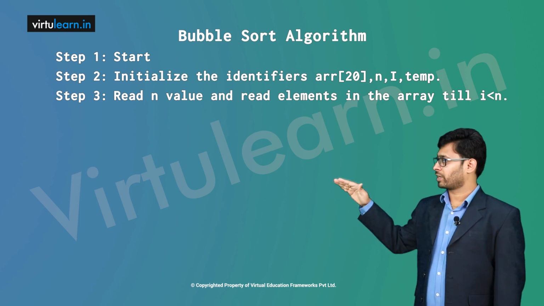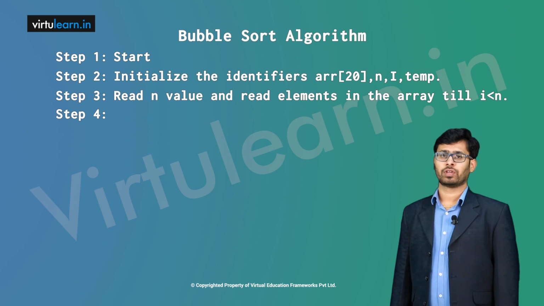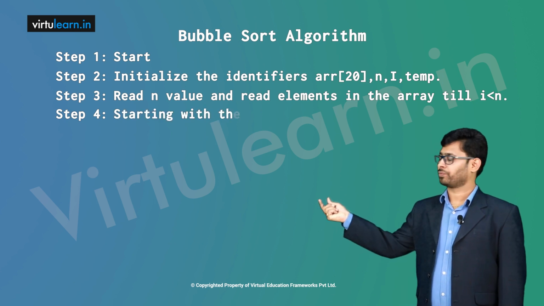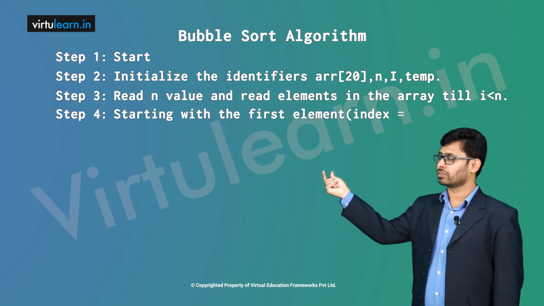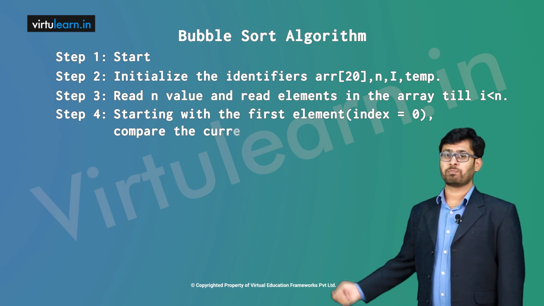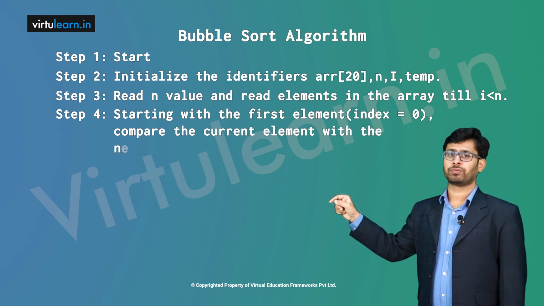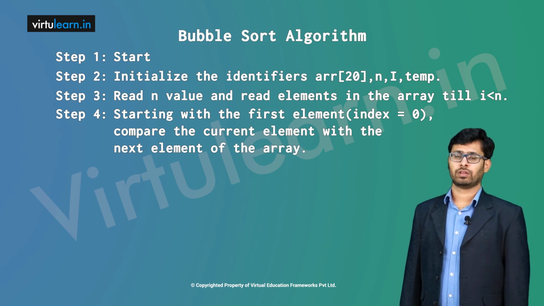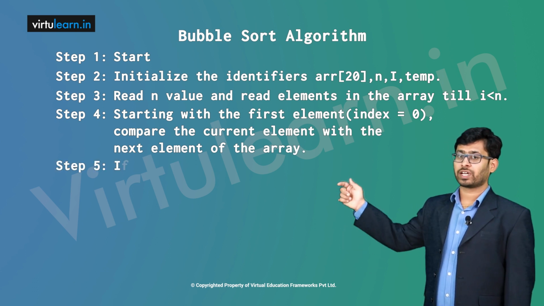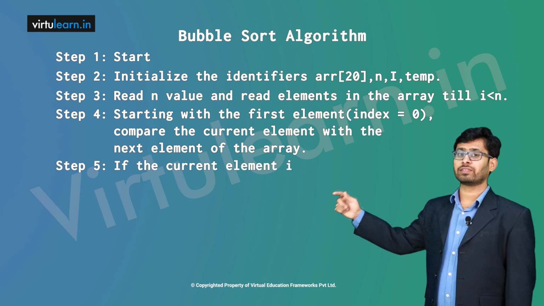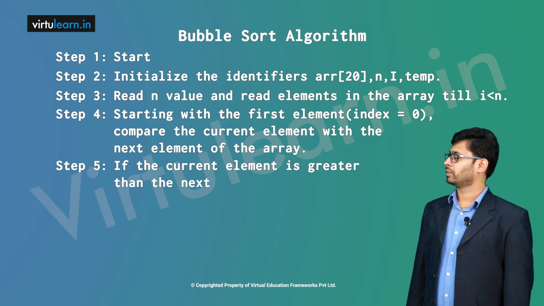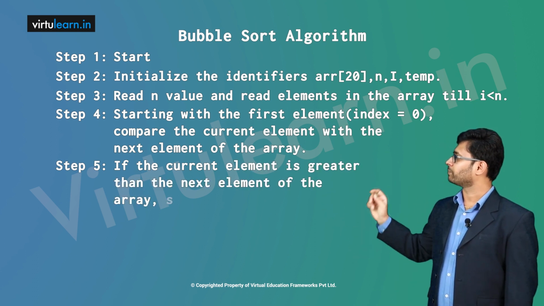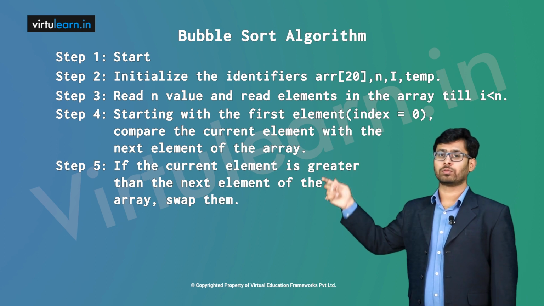Now the actual logic comes from step 4. Starting with the first element, that is, the first element index is 0, compare the current element with the next element of the array. Step 5. If the current element is greater than the next element of the array, then we need to swap them, that is, we need to interchange their positions.